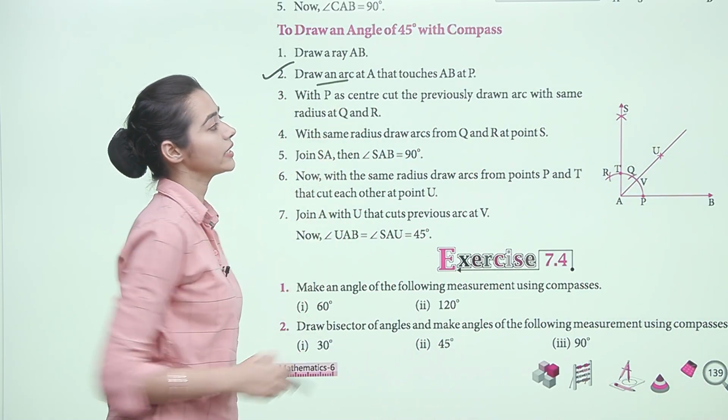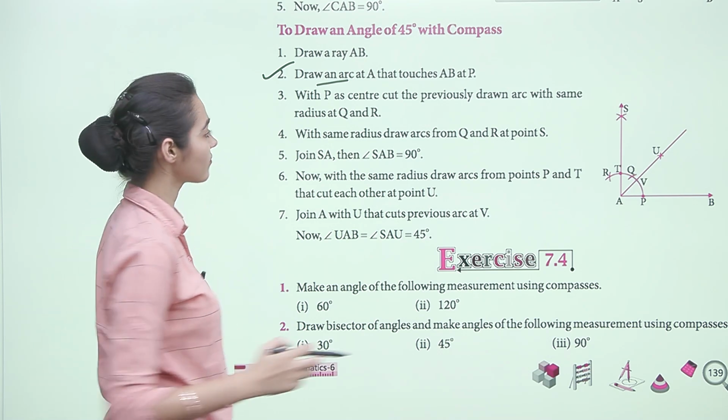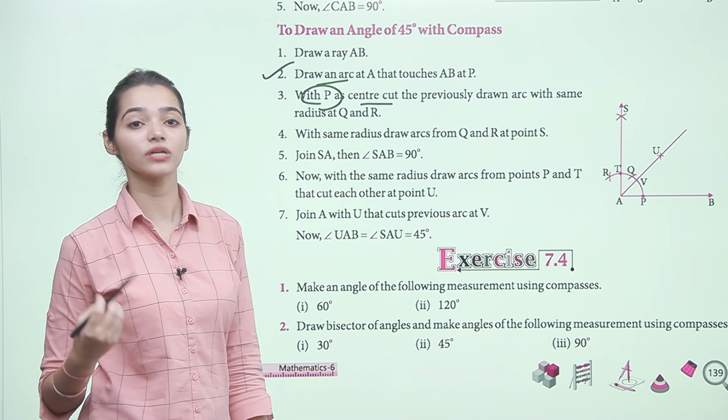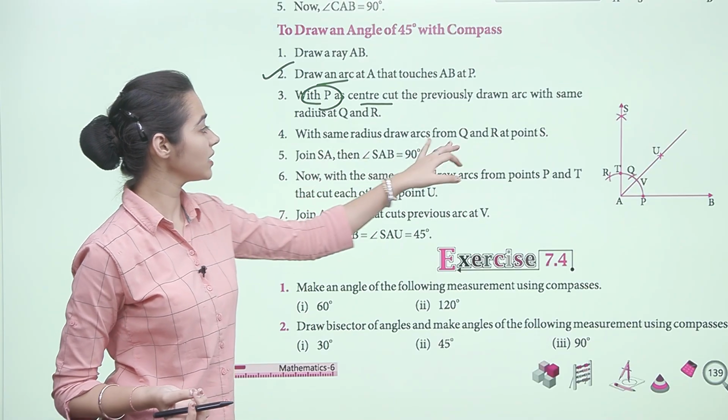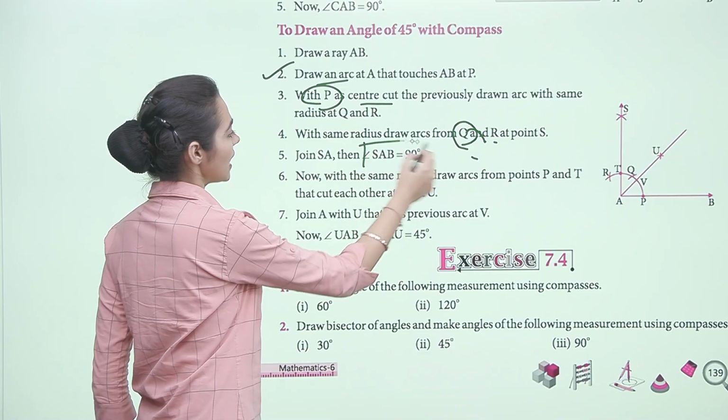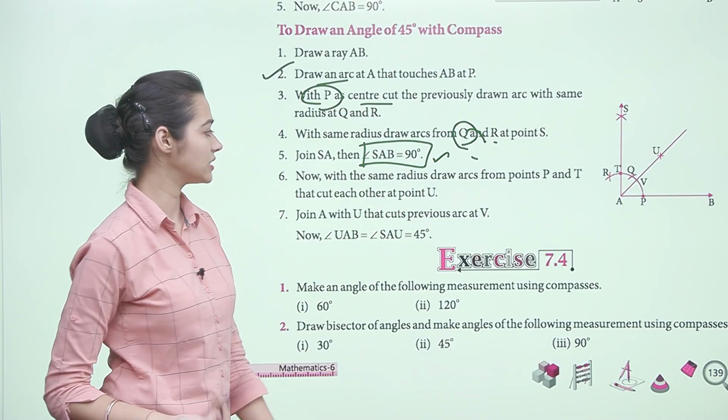Then we will draw an arc at A that touches AB at S. From S, with point P as its center, with the same radius as the previously drawn arc, we will draw arcs from Q and R at point S. Then we have our angle SAB of 90 degrees.